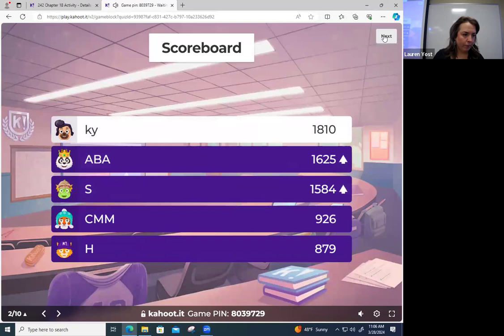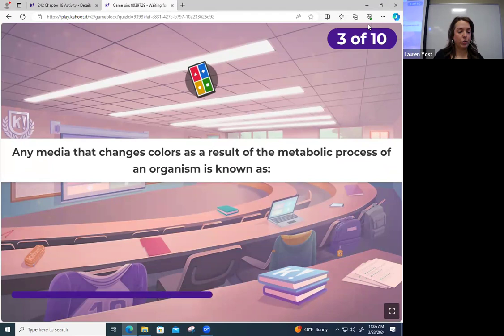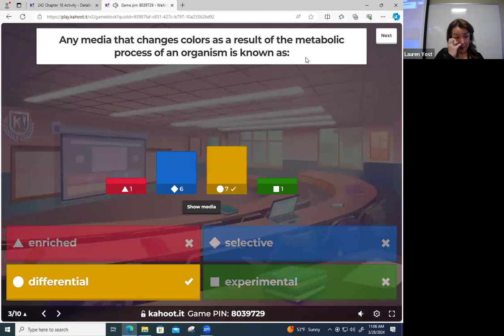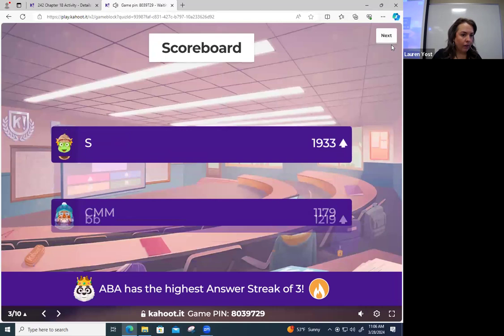Any media that changes colors as a result of the metabolic process of an organism is known as, you guys know this one. Same question, basically, in other terms. Yep, so this one's differential. This is finally coming back to what we thought the original one would be. All of these terms actually apply to this situation.